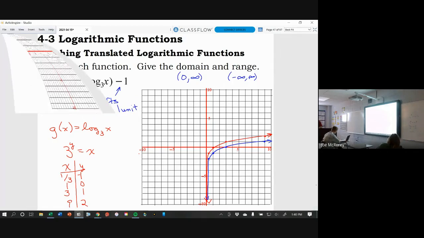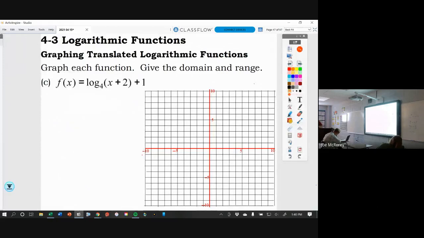Next one. What transformation has taken place? Moving to the left 2 and up 1.